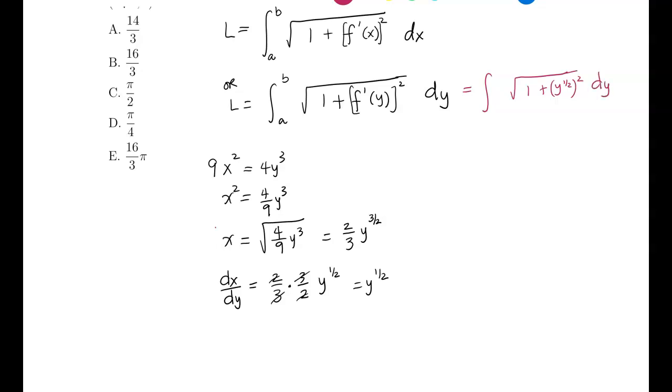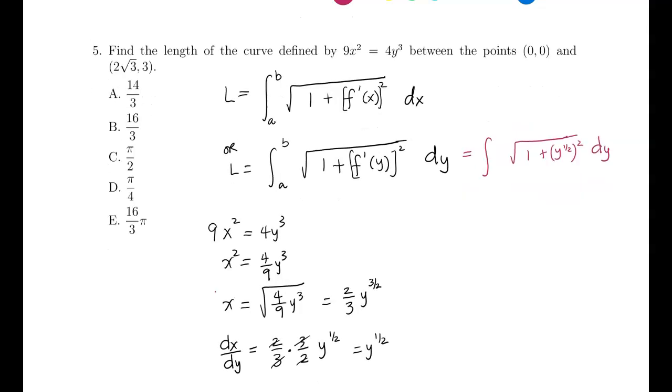y runs from, then you look at the given y values. It runs from 0 to 3. So this is equal to the integral from 0 to 3. Now y to the 1/2 squared is just equal to y. So that is equal to the square root of 1 plus y dy. So that's what you are going to integrate now.